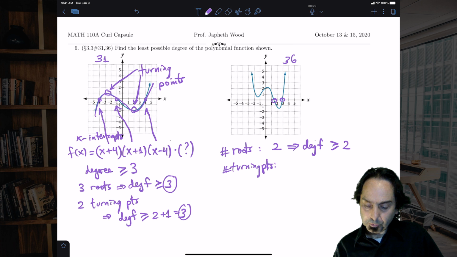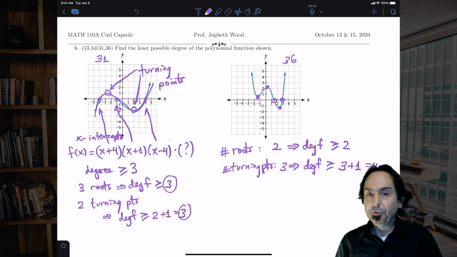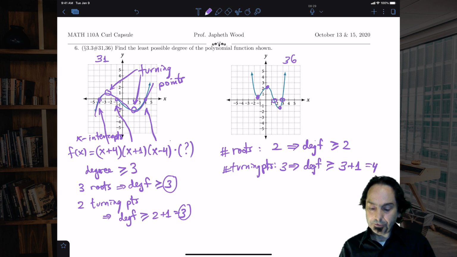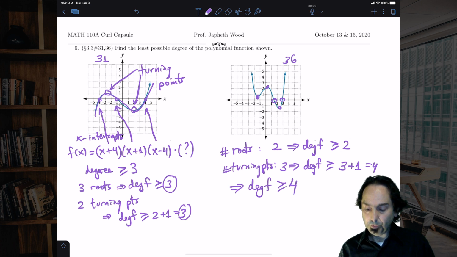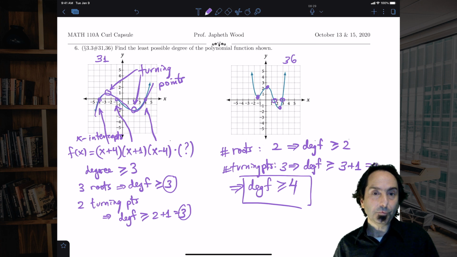But if we count the number of turning points, there's 1, 2, 3. There's 3 turning points, and that implies that the degree of the function must be at least 3 plus 1 more, or 4. So one is telling us that the degree is at least 2, the other is telling us the degree is at least 4, and altogether we can conclude that the degree of this function is at least the bigger of the 2, which is 4. So the one on the left, at least 3, the one on the right, at least 4, based on the number of turning points and the number of zeros.